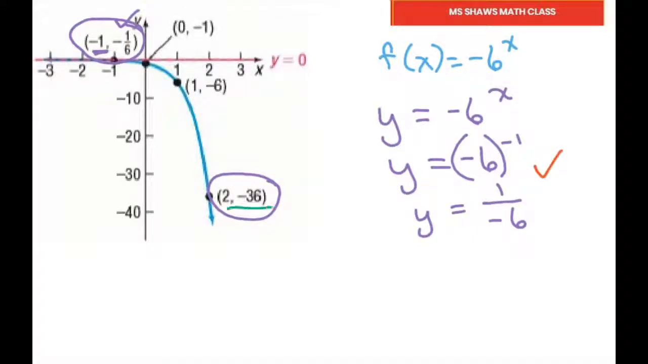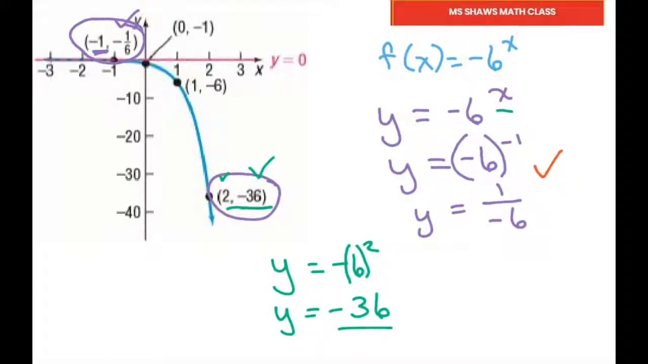Now let's do it for this one. We have y equals negative 6, and our x is going to be 2. So this is going to be y equals, this is like this, your a is 6, so y equals negative 6 squared, which is 36. Negative, so it's going to end up being negative 36. So that checks out as well. And so this is the right equation.